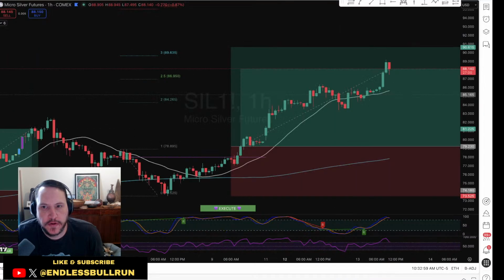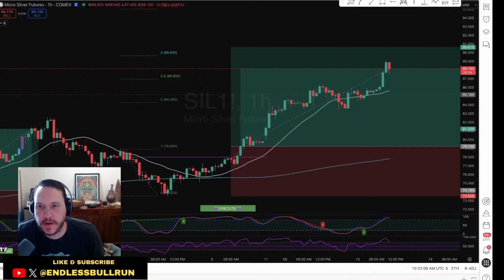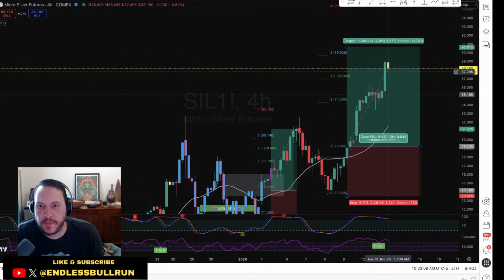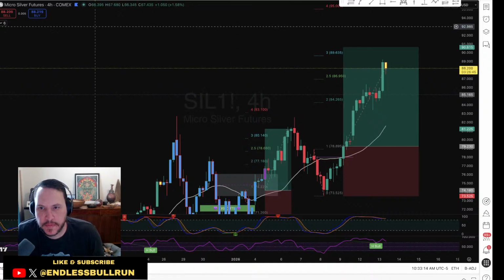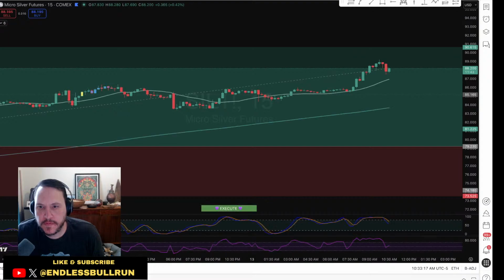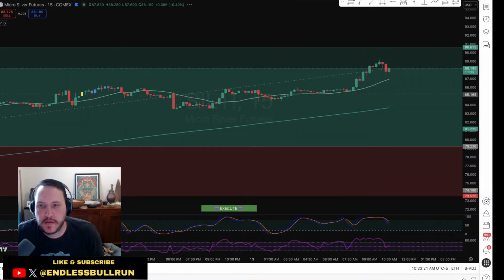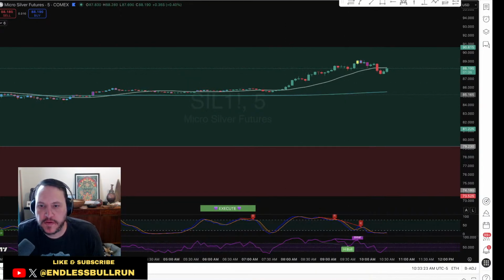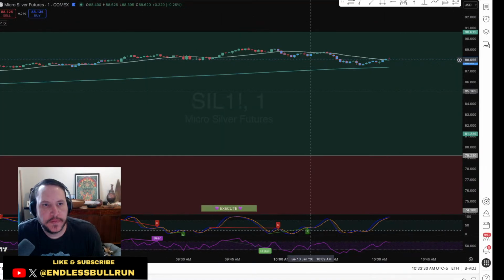Silver's doing what I thought it would do. Tap that 1 hour fair value gap. Making a nice tail on the 4 hour to pump up. 15-minute looks like it still has some downside though. It might chop here. 5 minutes, mixed signals. 5 minute looks like it wants to get busy to the upside. Yeah, probably some chop.